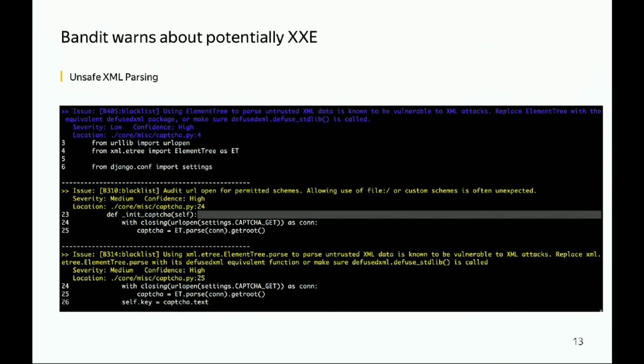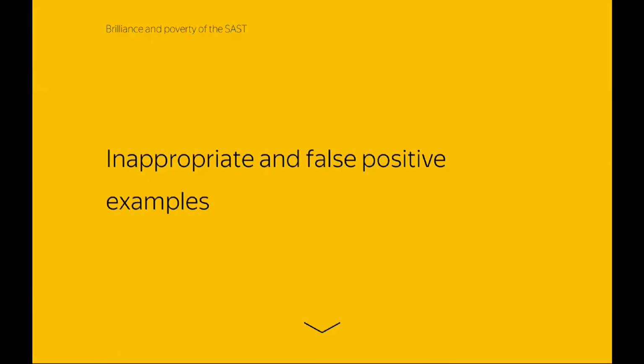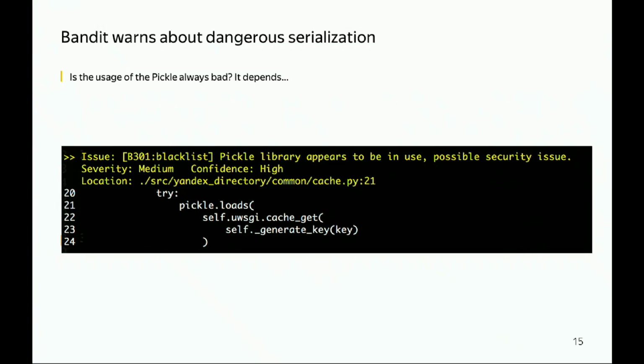Actually, Bandit doesn't perform any taint analysis or stuff like that. It cannot tell if user input passes to this code, but it shows you all potential cases. Yeah, but let's go to the false positives, because the true positives are not so interesting. You can find a lot of them.